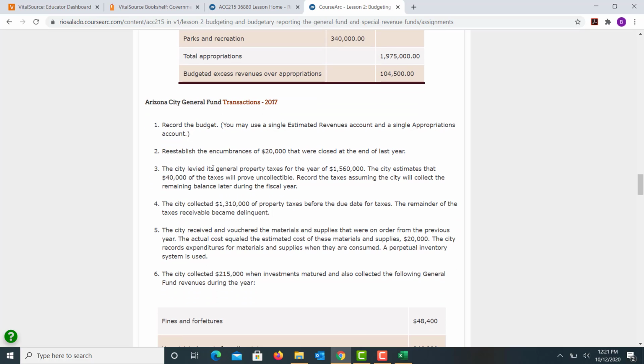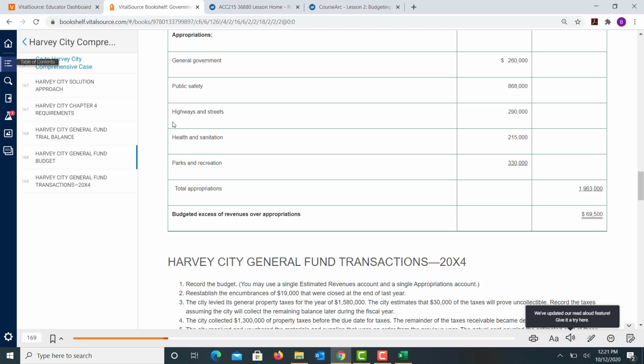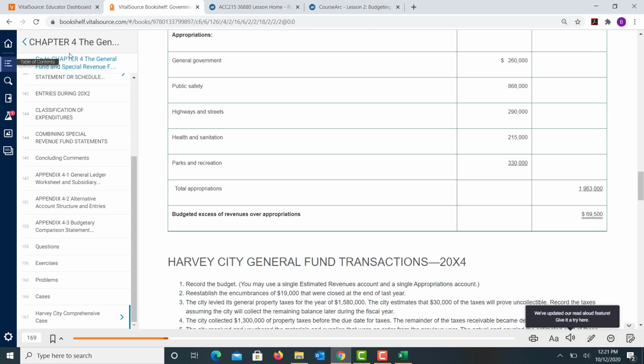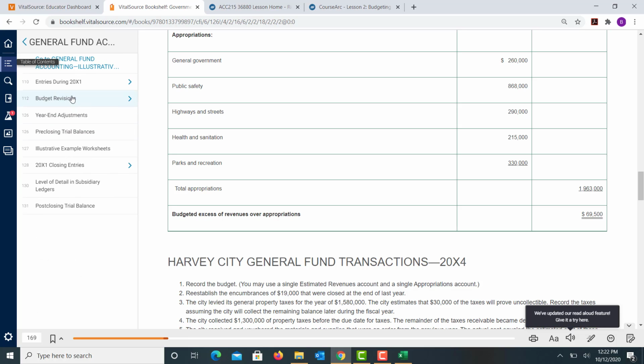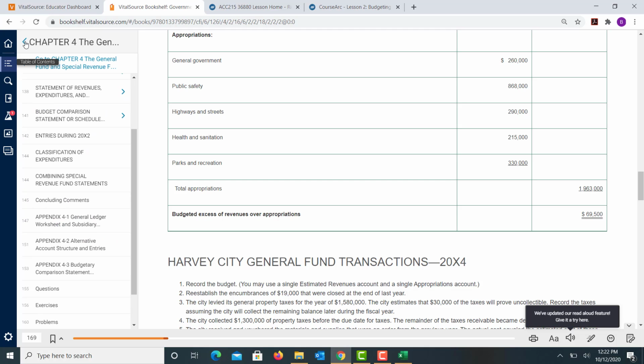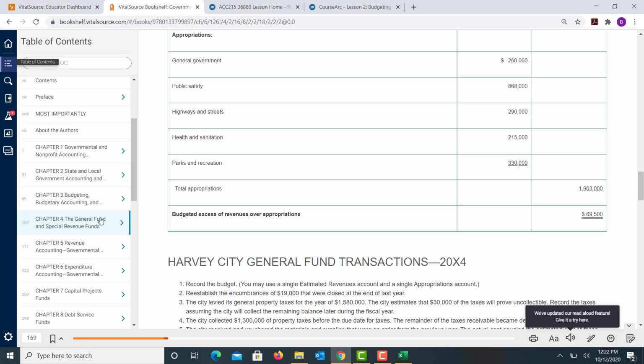So then you're gonna follow the instructions here that say number 2, re-established encumbrances of 20,000 that were closed at the end of the year. So if you're not quite sure what that means, if you go back to page 111, where are you, 111?